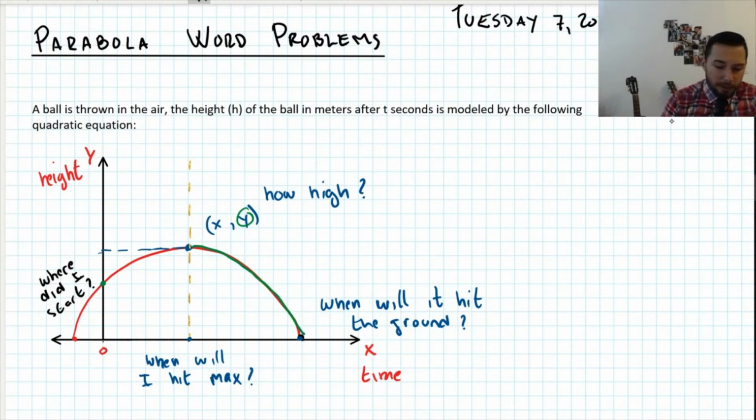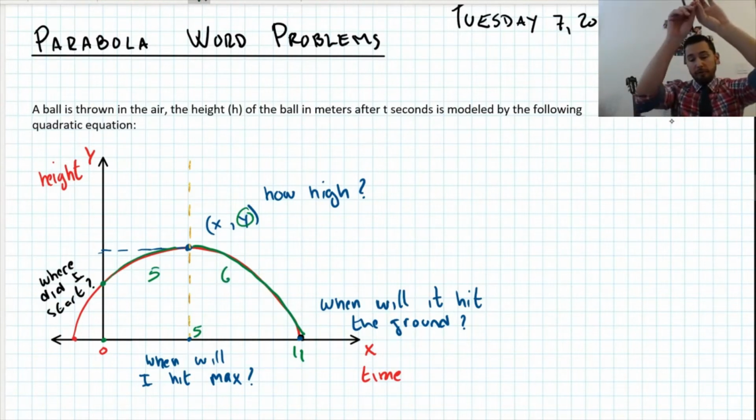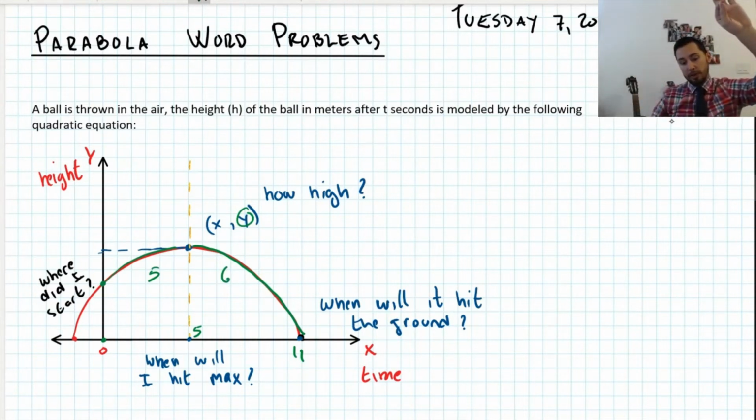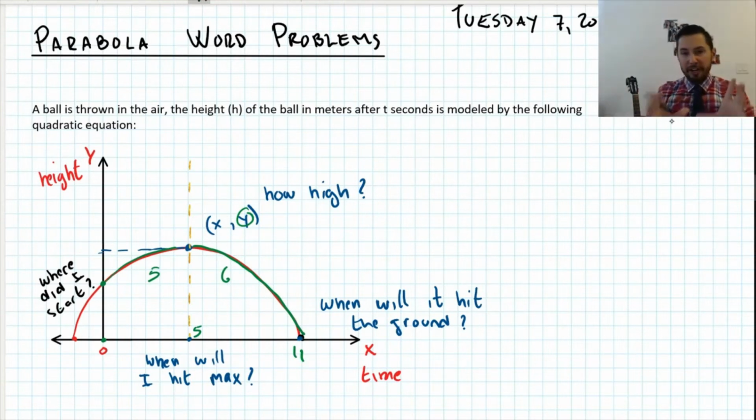So let's say that this is 0, let's say this is 5, and let's say this is 11. So in that case, I know that it took 5 seconds for the ball to reach its highest point, and it took 6 for it to come back down, right? Because I went from 0 to 5 to get to the top, and from 5 to 11 to get back down to the ground. And those are my intervals. So it took me 5 seconds to go up, and it took me 6 seconds to come down. And those are the 5 questions that you will be asked in a problem like this.